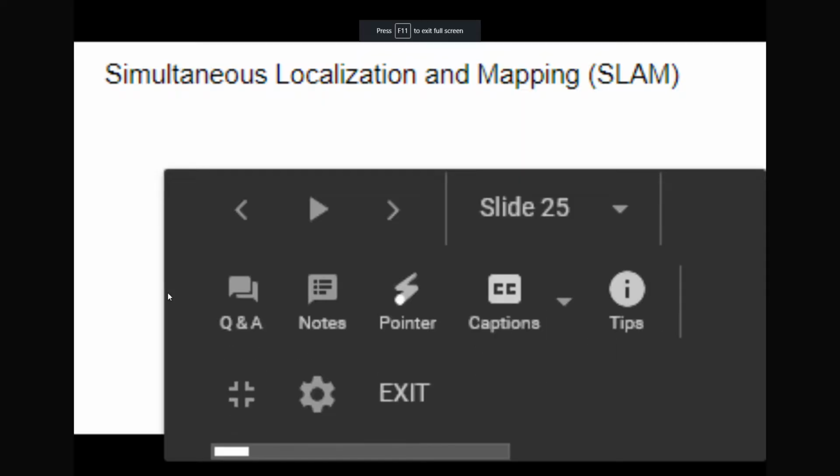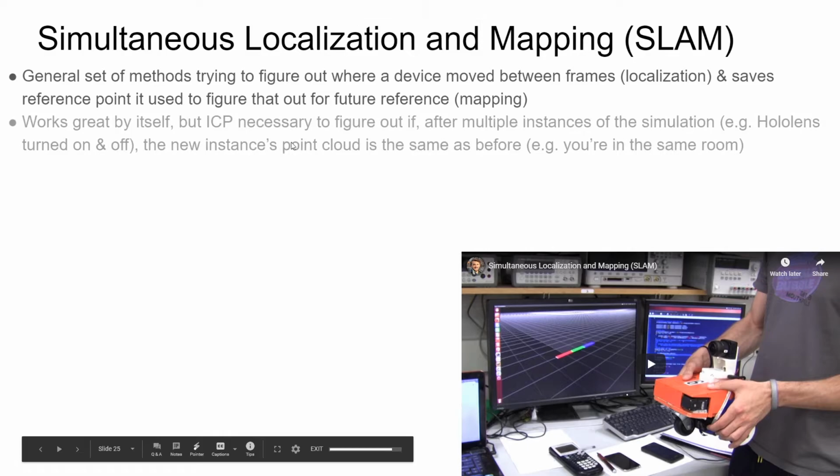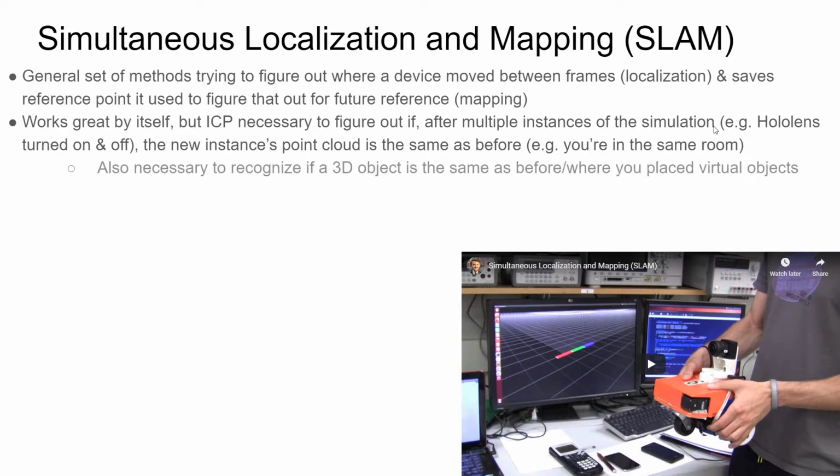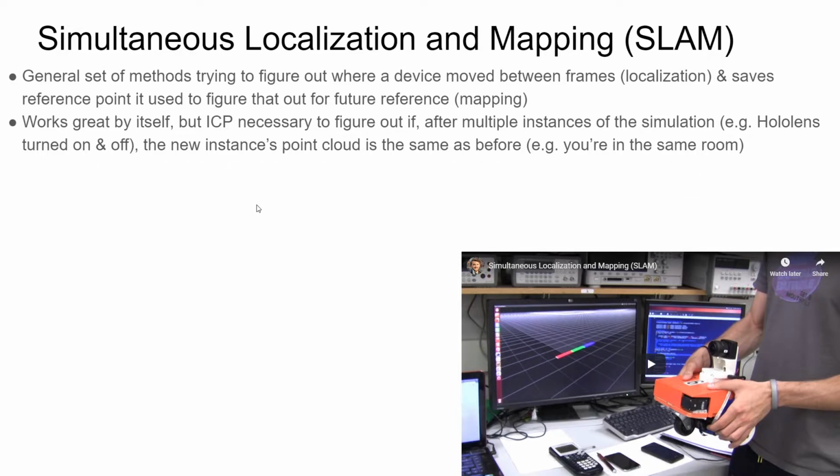It works pretty well by itself, but the problem is that if you have multiple instances of your simulation, like this robot simulation, for example, you have a HoloLens and you turn it on and off, how do you know that the part of the room that you're looking at in the second instance is the same as the one that you were looking at before? For example, how do you know that you're in the same room? How do you use pre-computed rooms? Let's say you have a pre-computed reconstruction of the room that you're in. How do you know to use that one in your current simulation so that you can save resources?